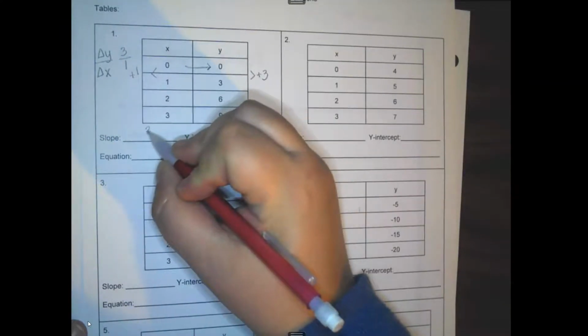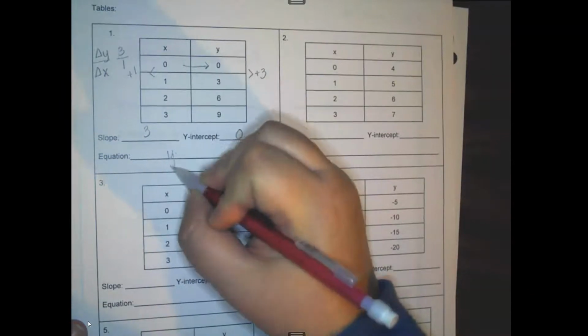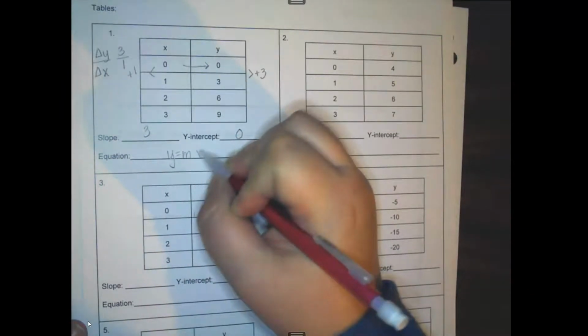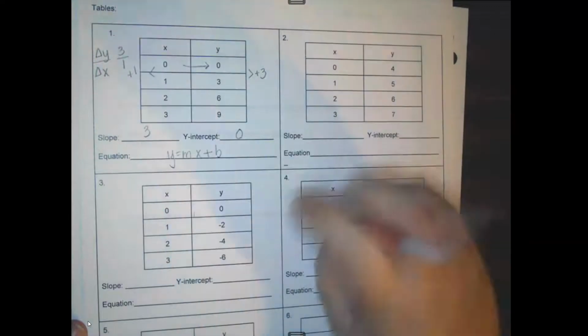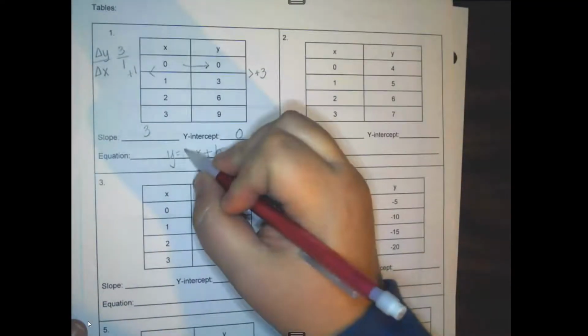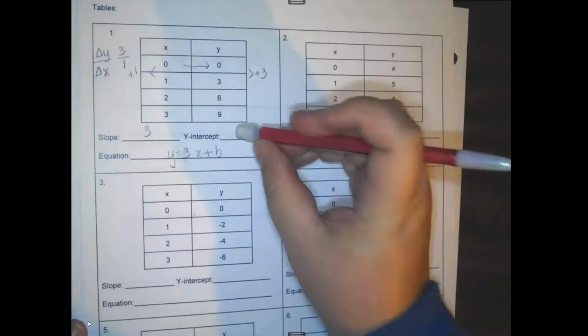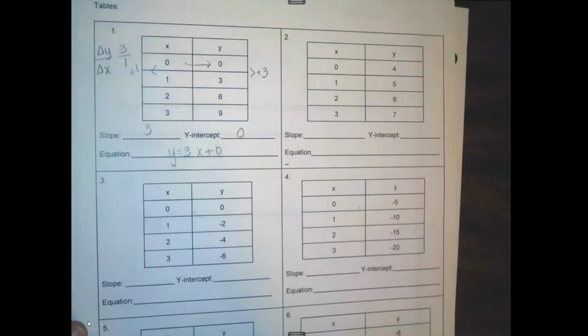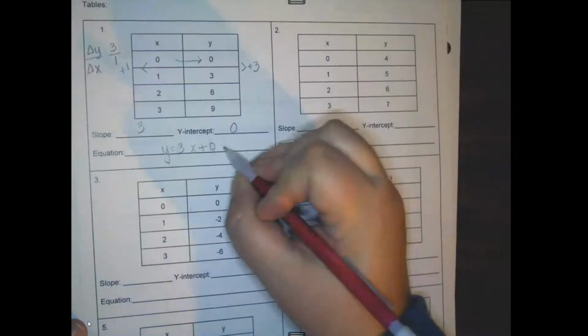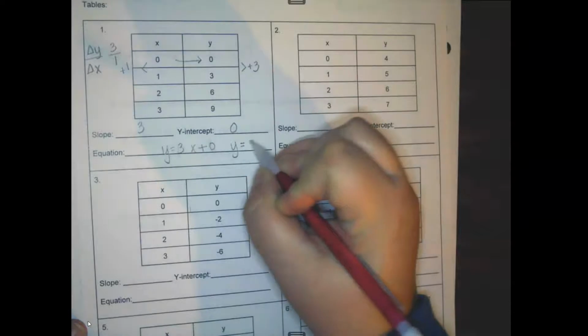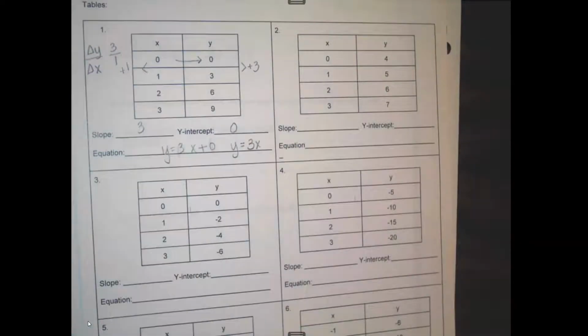Our change in y was 3. Our change in x was 1. So my slope was 3. My equation is y equals mx plus b, where m is my slope. So I'm going to replace that m with a 3, and my y-intercept is my b. So this can also be written as y equals 3x.